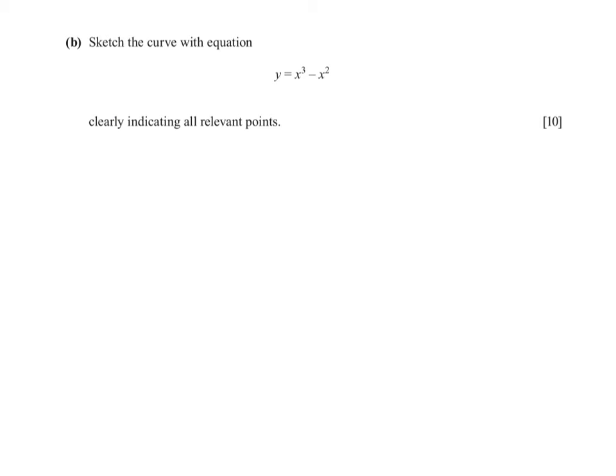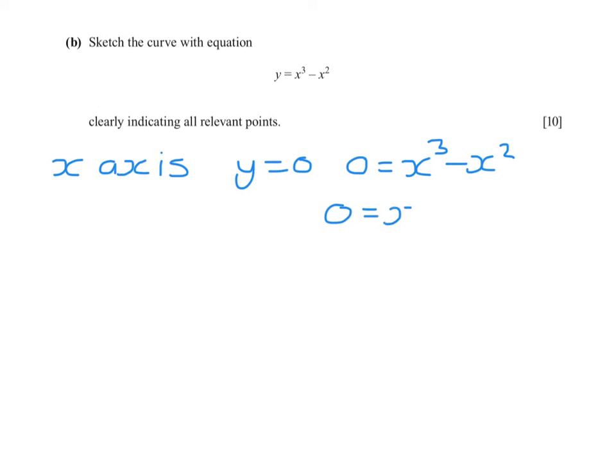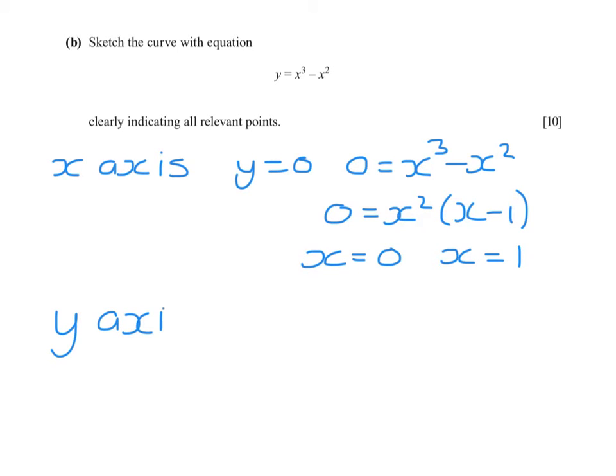To sketch a curve, we need to know where it crosses the x-axis, and it crosses the x-axis when y equals 0. So that's when 0 equals x cubed minus x squared. If I factorise that, it's when x squared times x minus 1 equals 0, so it crosses when x equals 0 and x equals 1. I need to know where it crosses the y-axis, and that happens when x equals 0. So y equals 0 cubed minus 0, which is 0.